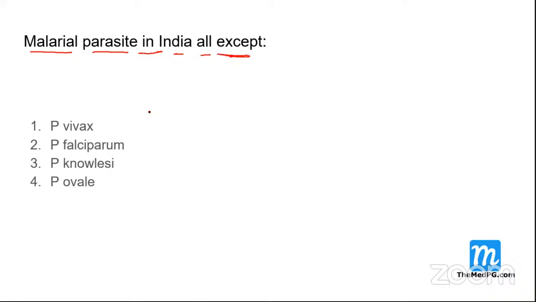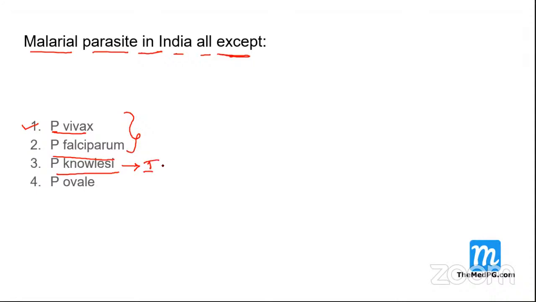So, what is a malarial parasite that is not seen in India? The most common are Vivax and falciparum. These are the two most common. And Knowlesi, do you think it is a common species or not? Ma'am, not seen. So, where is it seen?